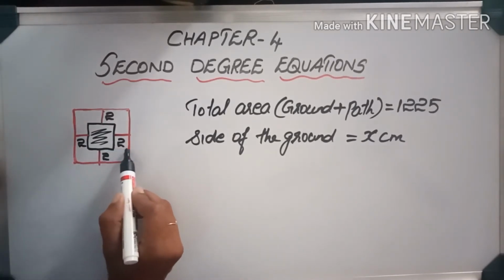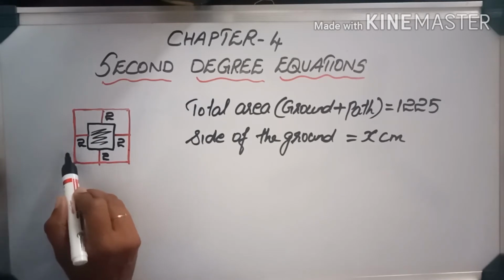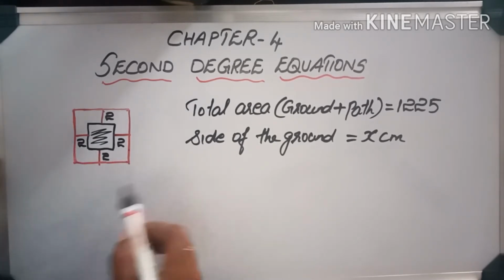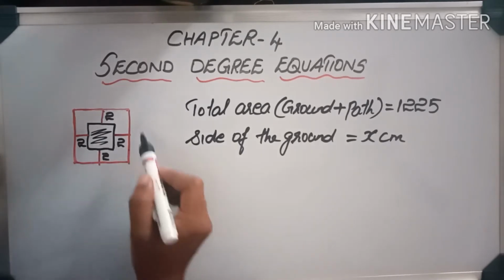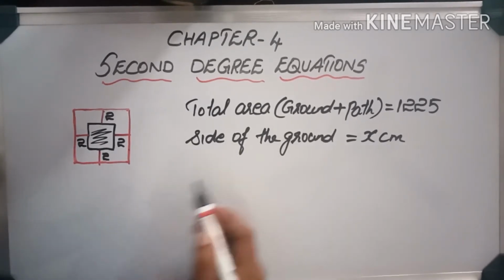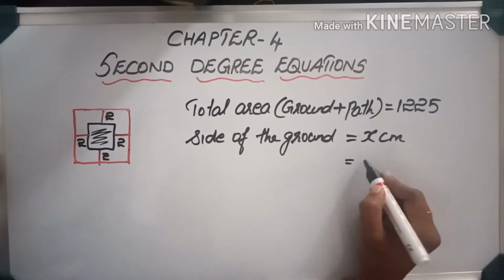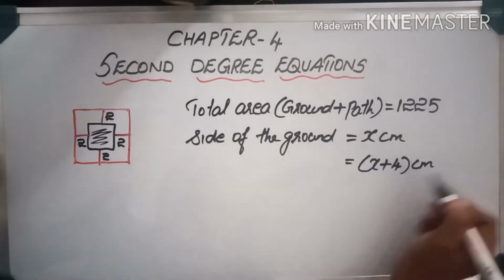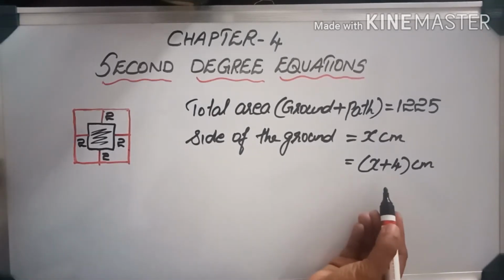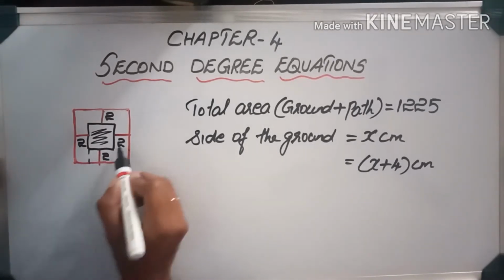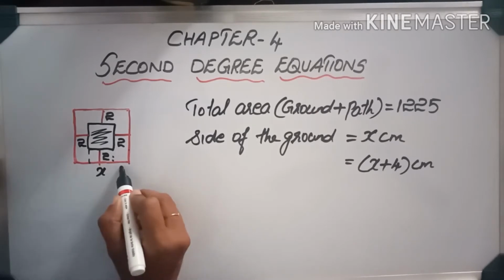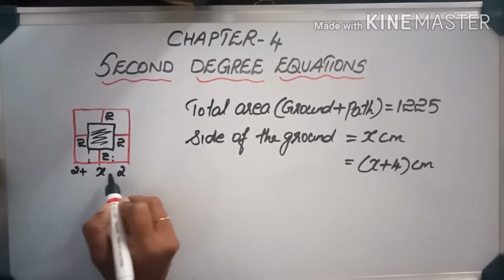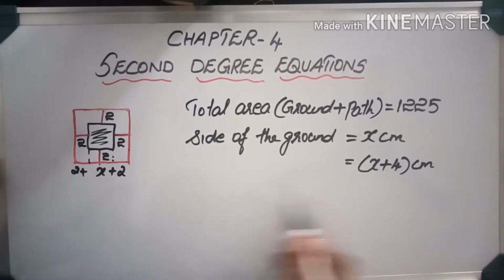From this x, 2 meter is here, 2 meter is here. So total 2 plus 2, 4 is adding into what? Side of the square. So the side of the total portion will be x plus 4 centimeter. Okay, from here it is x, to here, to here. So 2 plus x plus 2, that is x plus 4 centimeter.